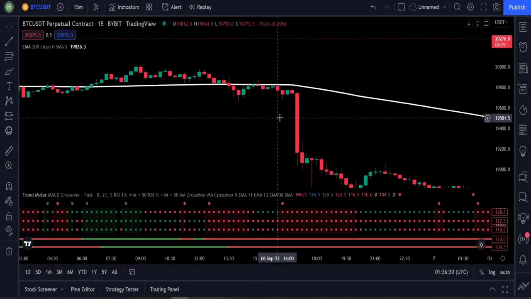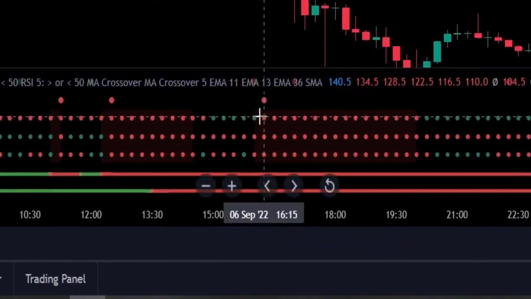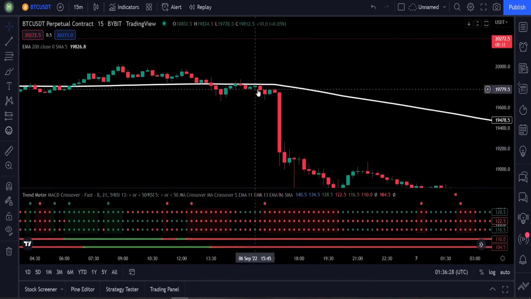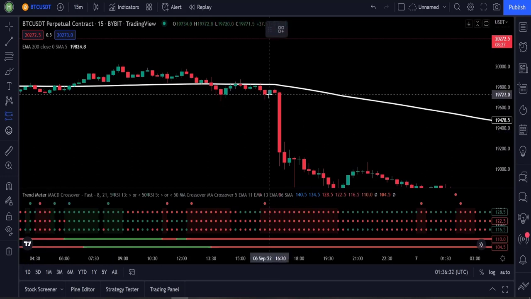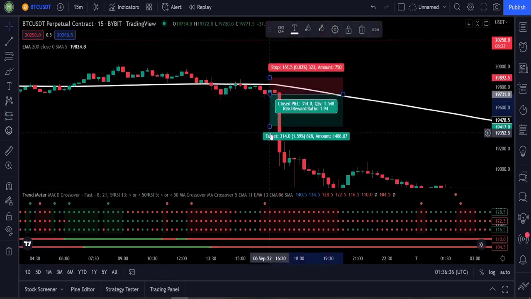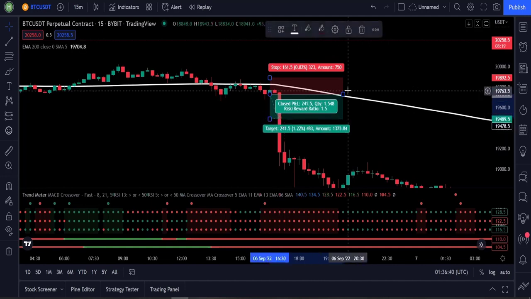Now we'll take a look at an example for a short trade. Here we can see that all the dots and lines are red over here, and the price action is below the 200 EMA. So this will be a good short trade. We would get in at the next candle and put our stop loss above the recent swing high, keeping our risk to reward ratio 1 to 1.5. So this position closes in profit too.